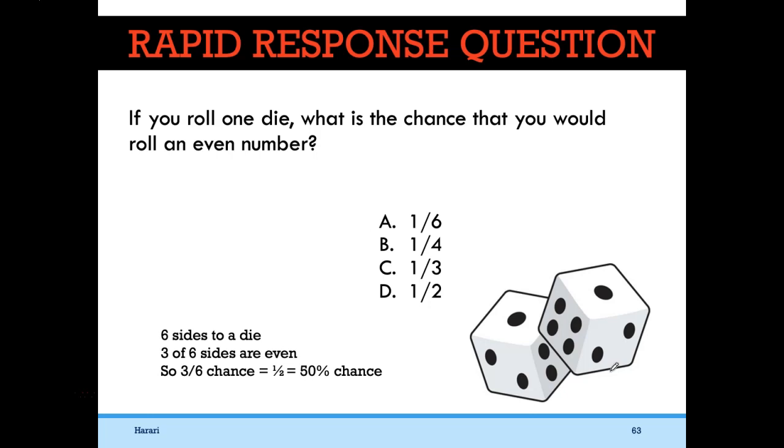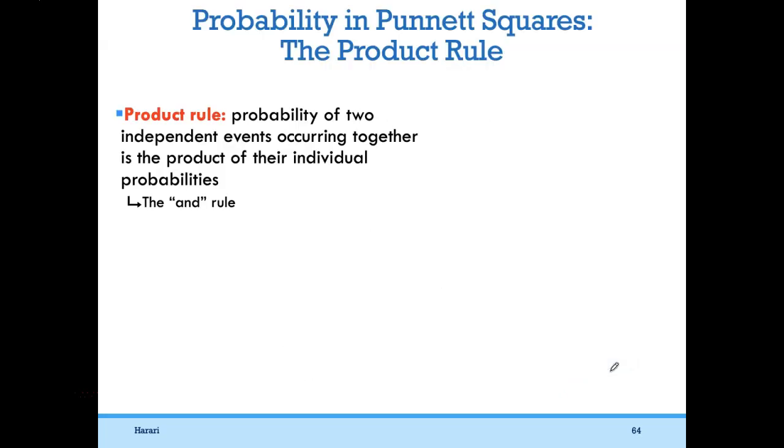So probability has a lot to do with genetics. So understanding these little things will help understand what we're going to learn about next, which is the product rule. The product rule states that the probability of 2 independent events occurring together is the product of their individual probabilities. This might sound complicated, but it's really not. If you want to figure out the chance of 2 things happening at the same time, you multiply the chance of one thing happening by the chance of the second thing happening. And that tells you if both of them will happen at the same time.